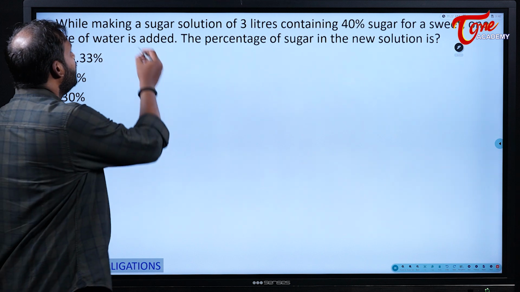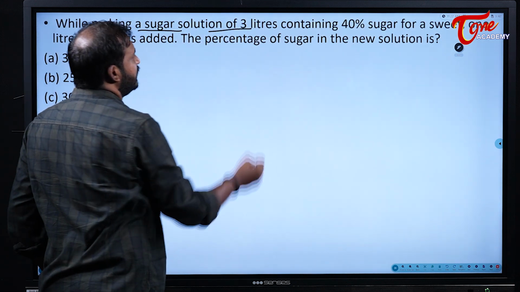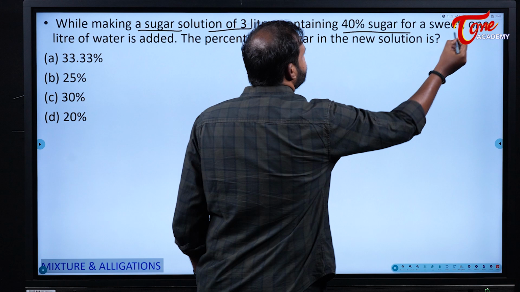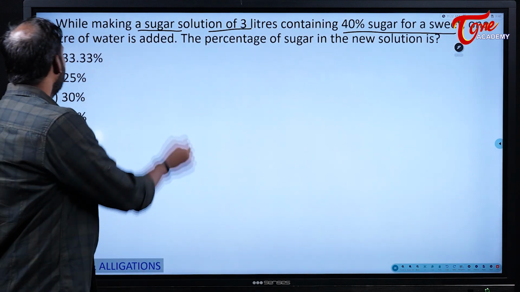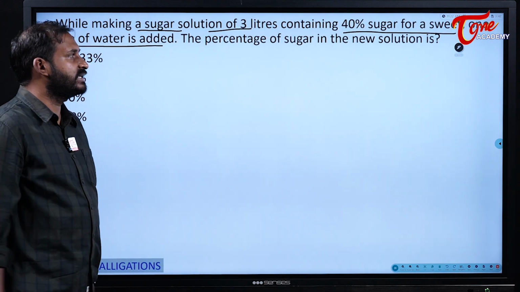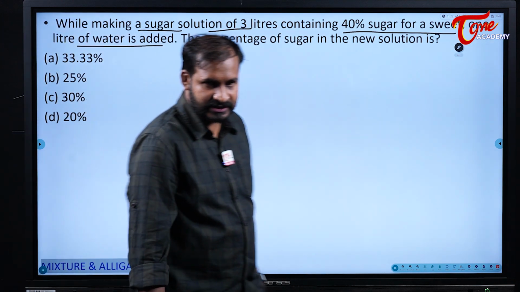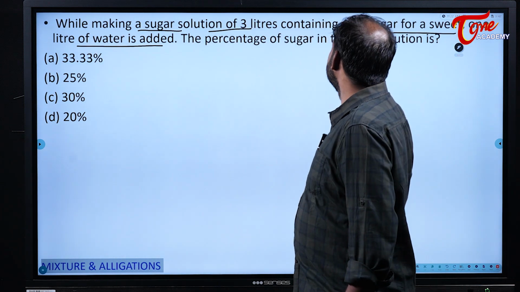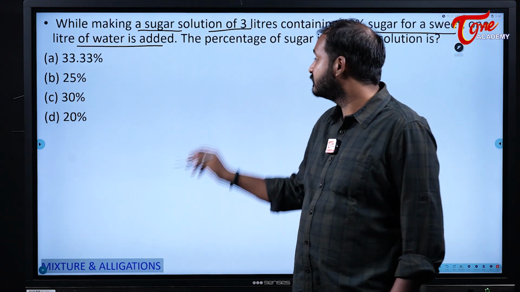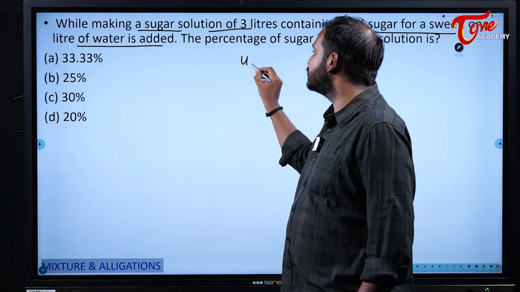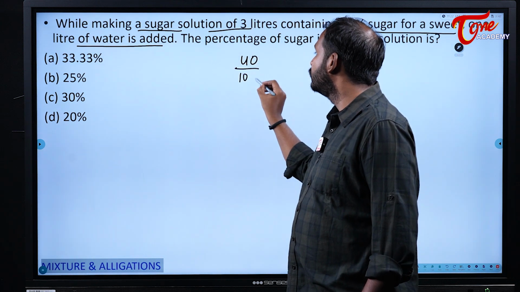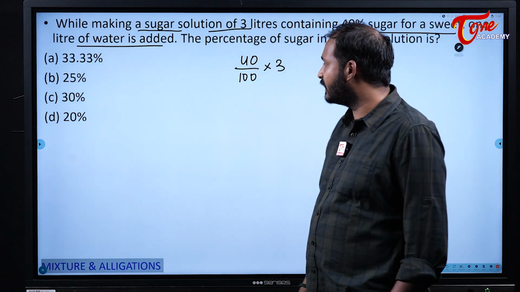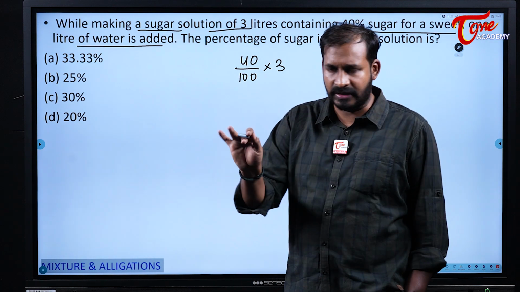Now see here: while making a sugar solution of 3 liters containing 40% sugar for a sweet, 1 liter of water is added. What is the percentage of sugar in the new solution? In 3 liters, 40% was sugar. So what does 40% mean? 40 by 100 into 3 liters. If you are really good, you can directly write 2 by 5 into 3. It is up to you.